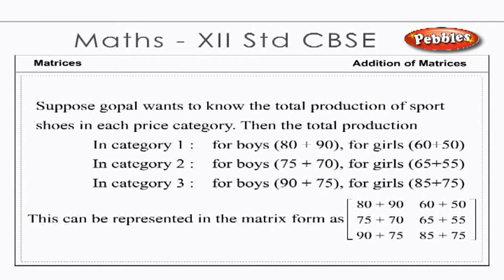Suppose Gopal wants to know the total production of sports shoes in each price category. Then the total production in category 1 is, for boys 80 + 90, for girls 60 + 50. In category 2, for boys 75 + 70, for girls 65 + 55. In category 3, for boys 90 + 75, for girls 85 + 75. This can be represented in matrix form as shown.